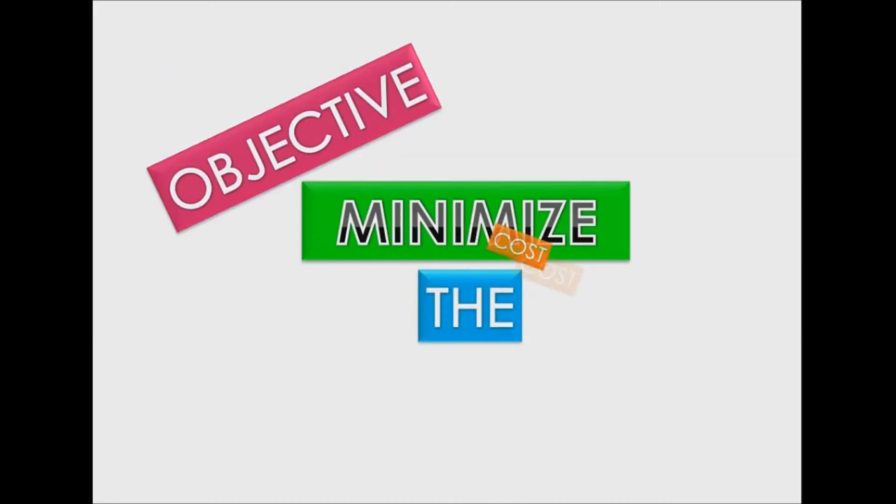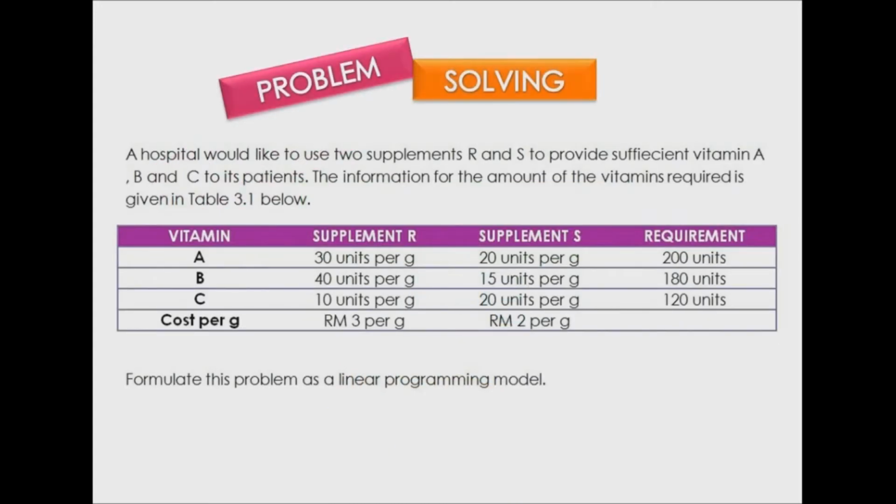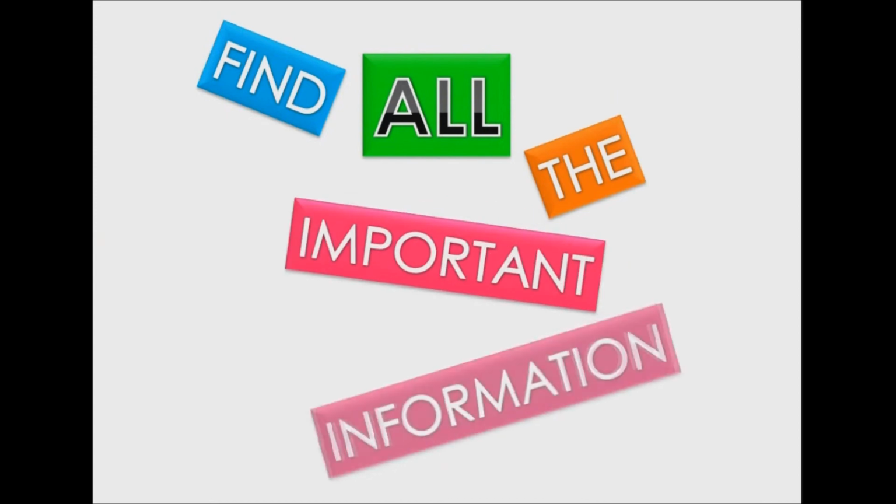We can also formulate the model using the objective to minimize the cost. A hospital would like to use two supplements, R and S, to provide sufficient vitamins A, B, and C to its patients. The information for the amounts of the vitamins required is given in Table 3.1 below. Formulate this as a linear programming model. Find all the important information.